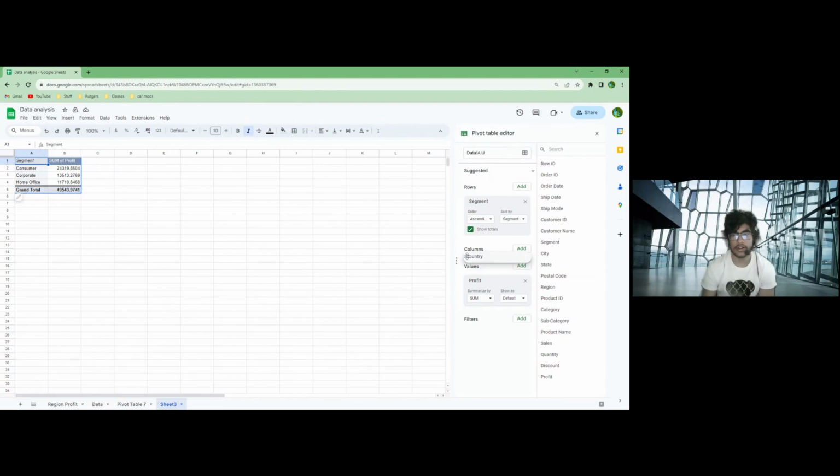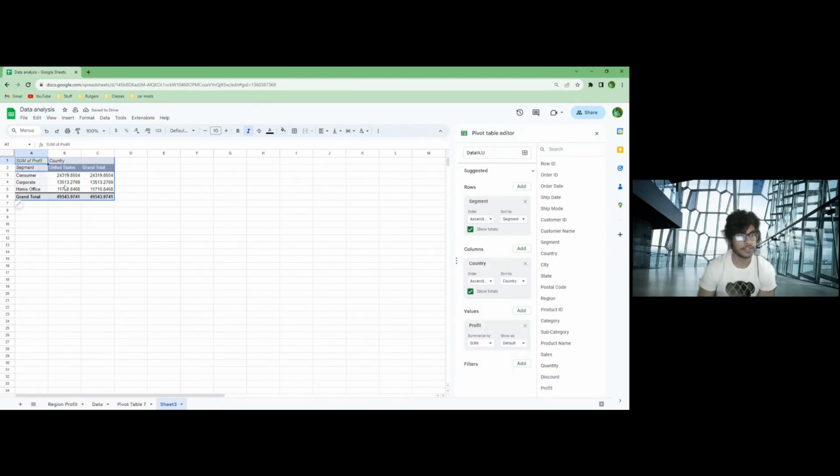And then we could drag country into columns. And now as you can see, it is sorted by segment and country with each of their corresponding profits. And we could put ship mode in columns and replace it. And now once again, it's sorted by segment and then ship mode, which includes first class, standard class, second class, etc., with all of the totals of profit included as well.